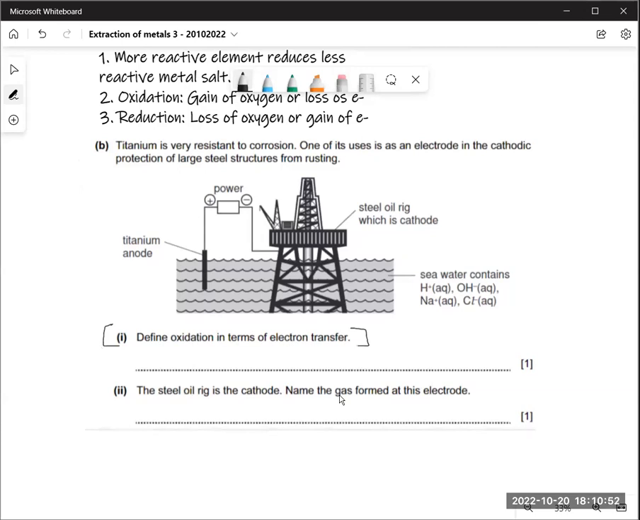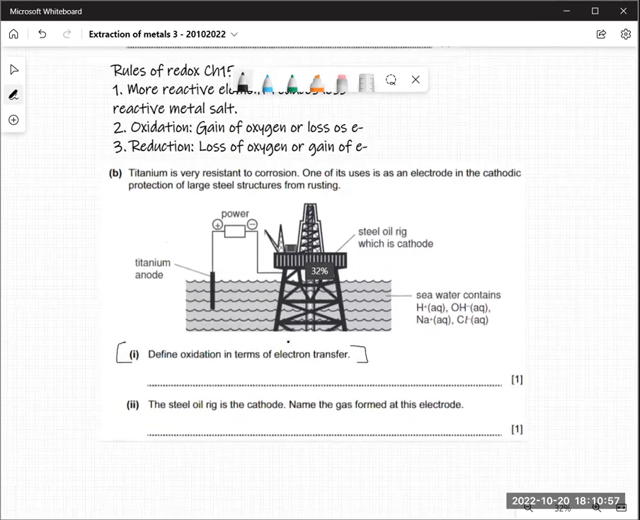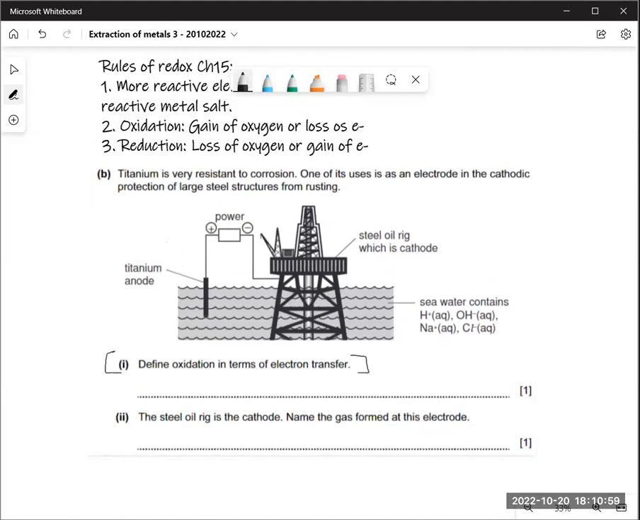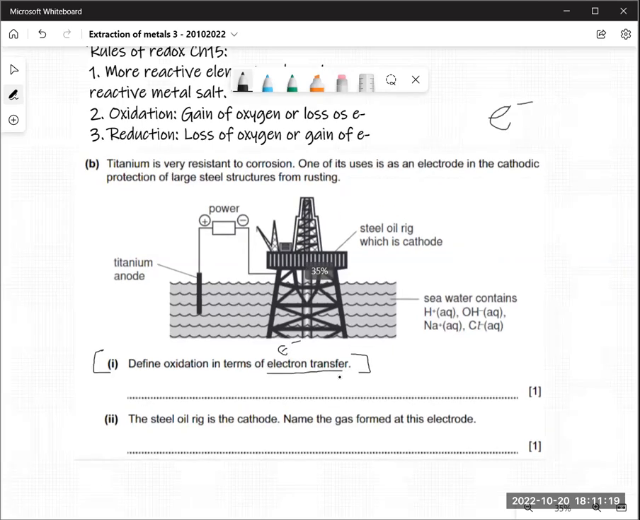Answer the first question. What is oxidation in terms of electron transfer? Oxidation is like the gain of oxygen, but in terms of electrons, not oxygen. E minus is electron, by the way. So in terms of E minus, electron transfer, what is it, Diana?